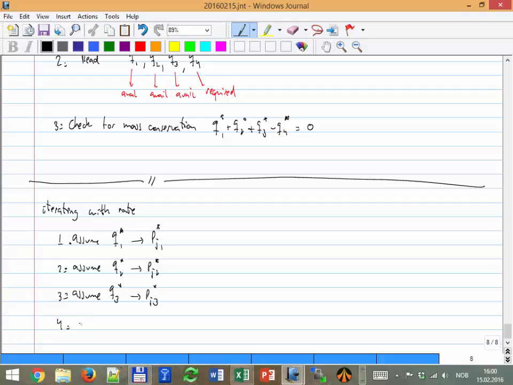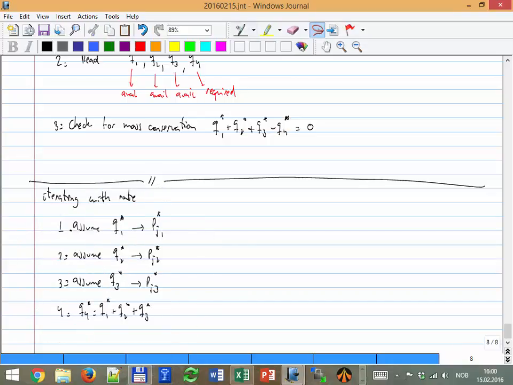And 4, I'm going to calculate Q4 as Q1 plus Q2 plus Q3, okay? And 5, with Q4, I'm going to read Pj4. Okay. Then there is a 6th step to check if Pj1 is equal to Pj2, is equal to Pj3, is equal to Pj4. If it's not, I have to again assume a new set of values.